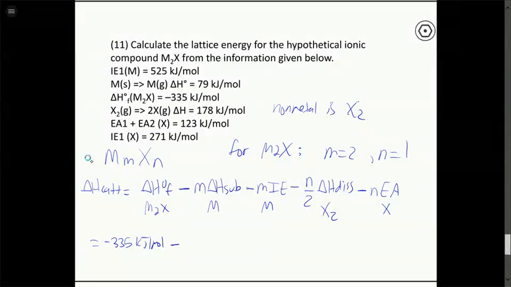The value of M, the subscript for the metal, is 2, so we're going to take 2 times the sublimation enthalpy. Sublimation is that second number there, 79 kilojoules per mole. Then 2 times the ionization energy, which for the metal is 525.